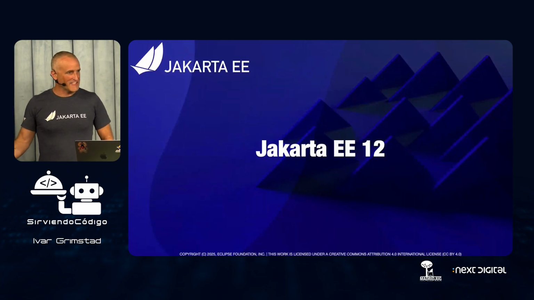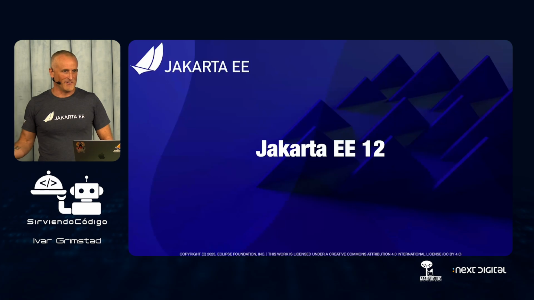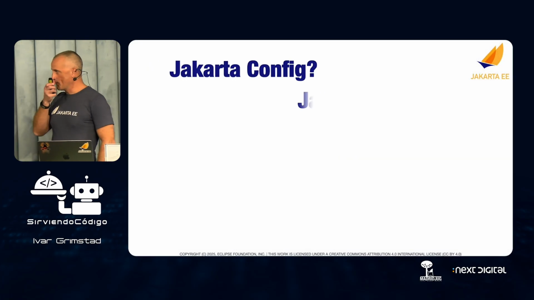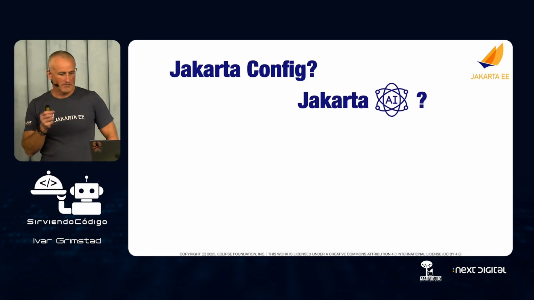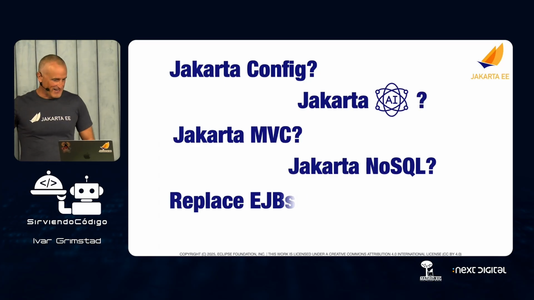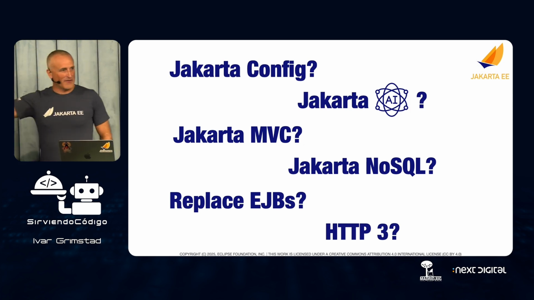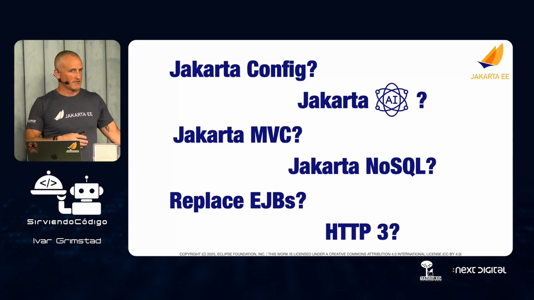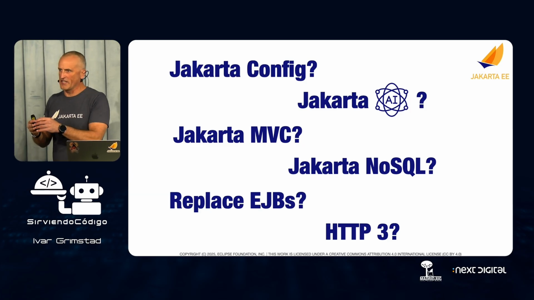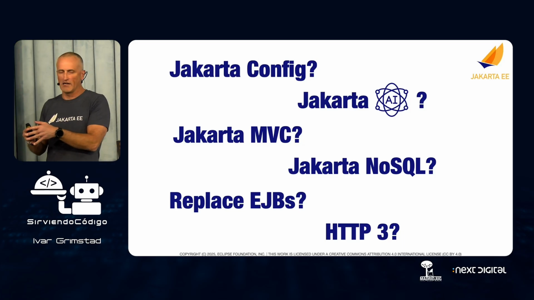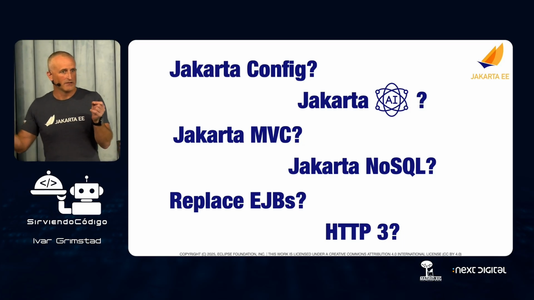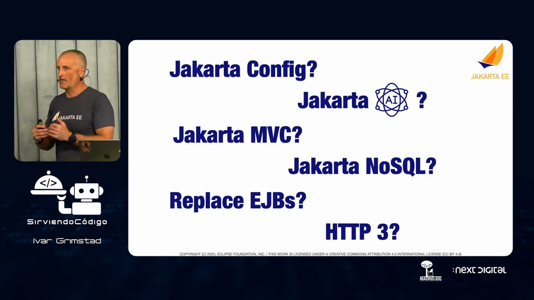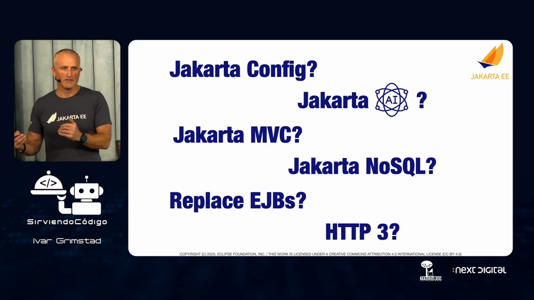Just because Jakarta 11 isn't released yet, it doesn't mean we're not talking about 12. So we have started talking about 12. And things we talk about for 12 are config. I threw in AI as well. We're not talking about it, but it will be cool. Jakarta MVC is absolutely a candidate. NoSQL is a candidate. We want to replace EJBs at some point. So we're thinking of introducing a service annotation for CDI, like you have @Service in Spring. So an @Service will do sort of the same things as the stateless EJB does today.